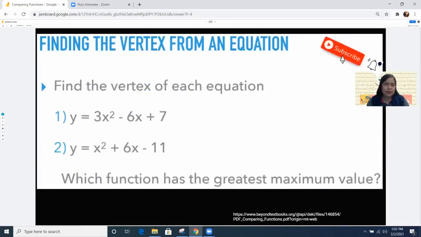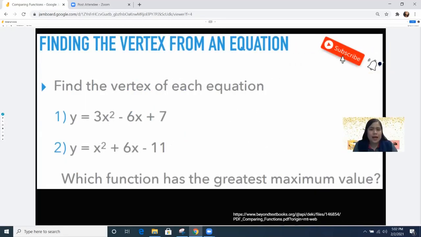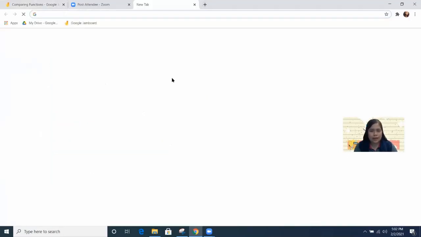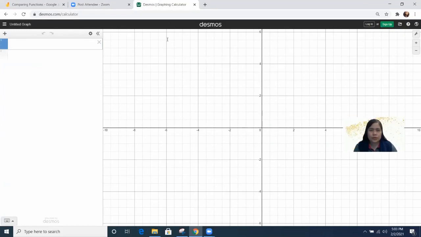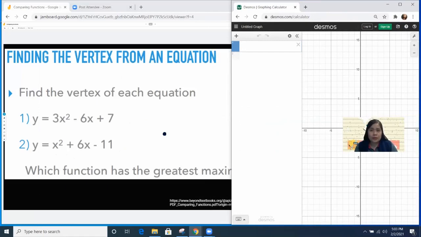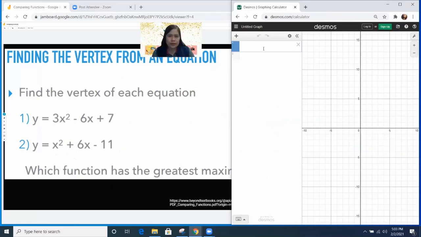It says in here, we're going to find the vertex from an equation. How to find the vertex from an equation? Very easy. We already have a recorded video about how to find a vertex. We're going to use the Desmos graphing calculator to identify the vertex of each equation, because it is easier to identify the vertex if we can visualize the graph.